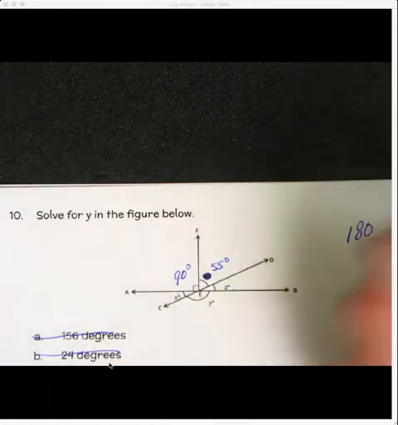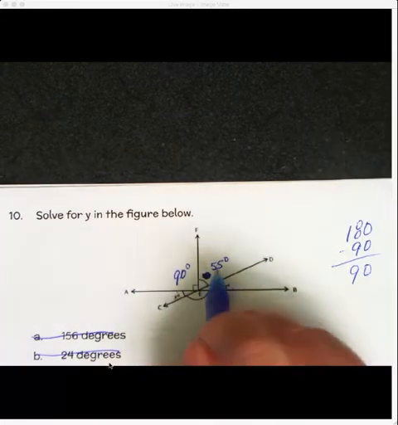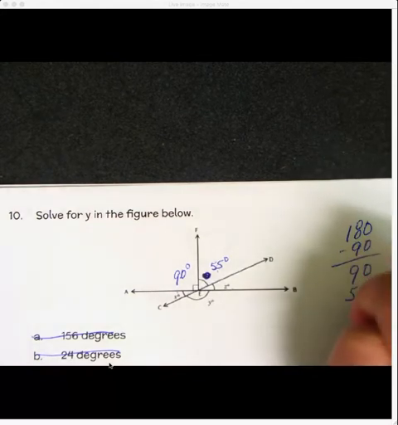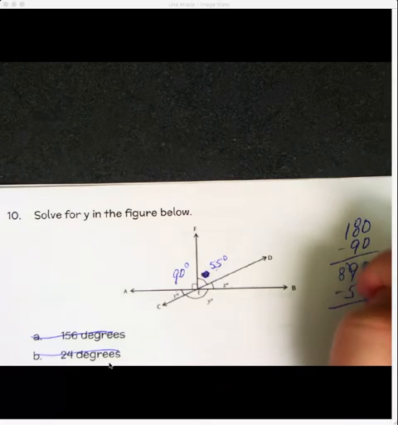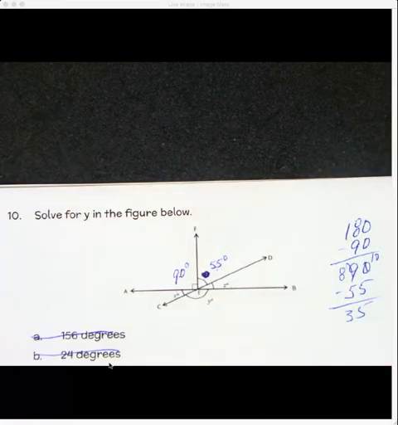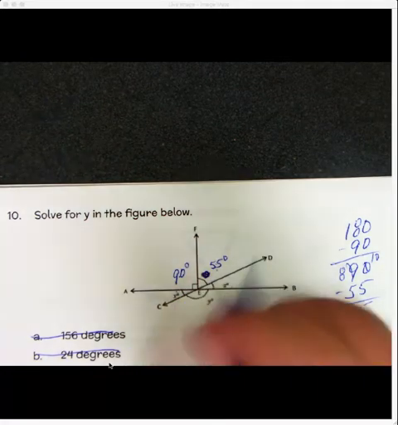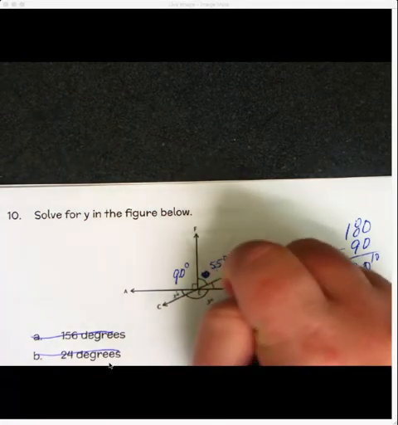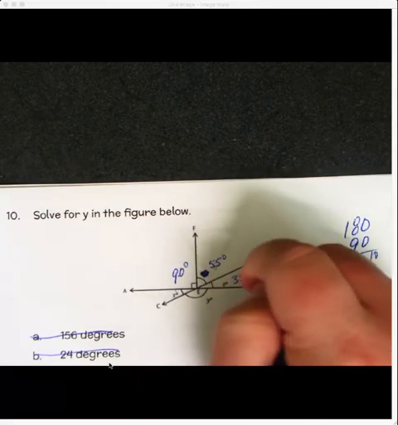So I'm going to take this 90-degree angle first. So that leaves us 90. And then we'll take this 55-degree angle away. And that's going to leave us 35. Okay. So that means both of these angles are worth 35 degrees.